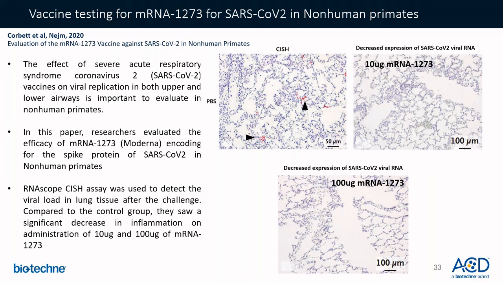So in this paper, the researchers evaluated the efficacy of mRNA-1273, which is the Moderna vaccine, encoding the spike protein of SARS-CoV-2 in non-human primate species. And they used the RNAscope chromogenic assay to detect the viral load in lung tissues after vaccination. As you can see, compared to the control group, they saw a significant decrease in inflammation on administration of 10 microgram and 100 microgram of this vaccine, enabling them to confirm the efficacy of this vaccine on a tissue section.